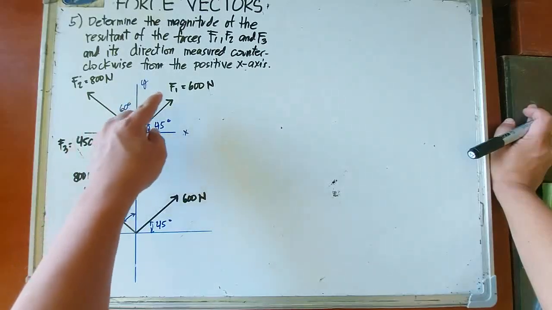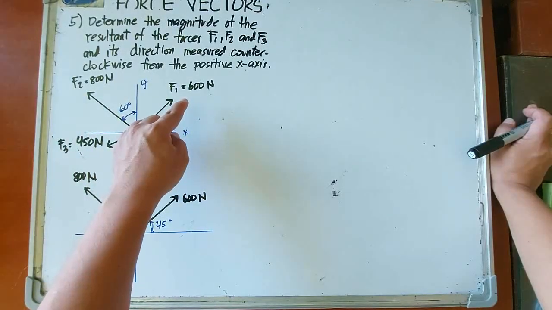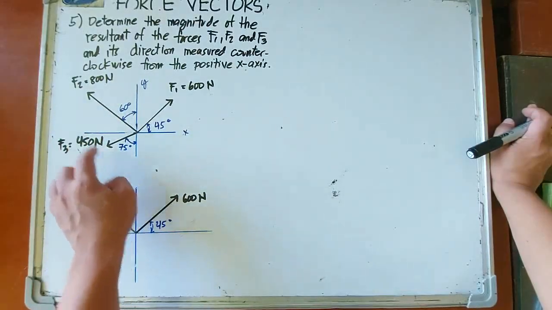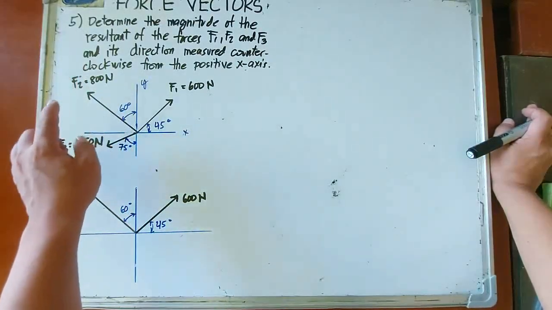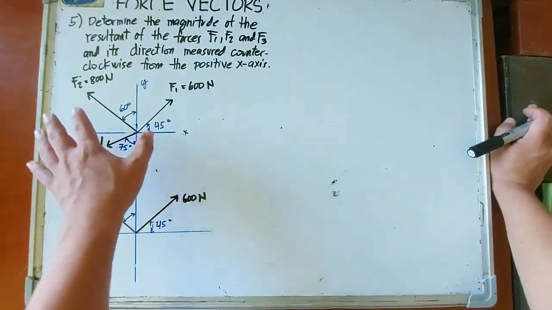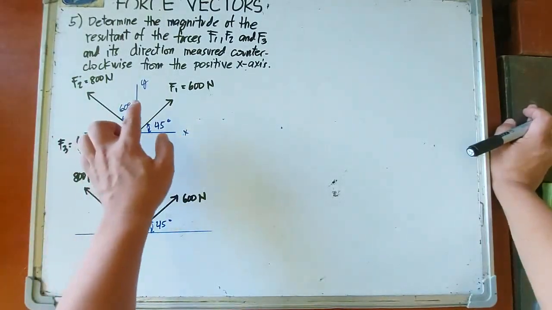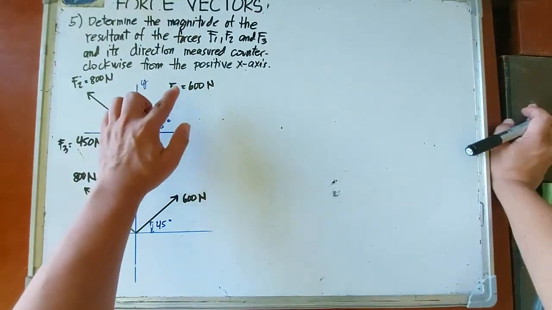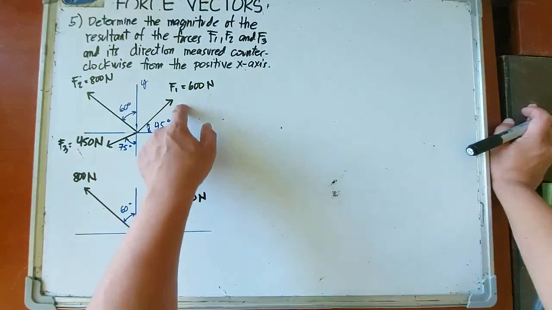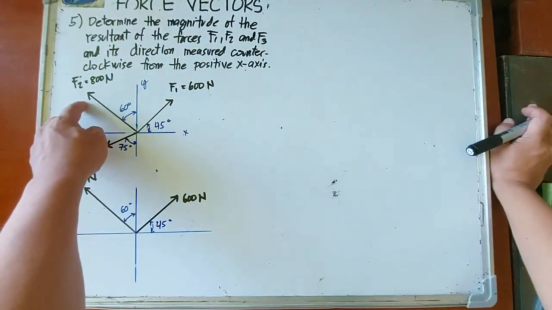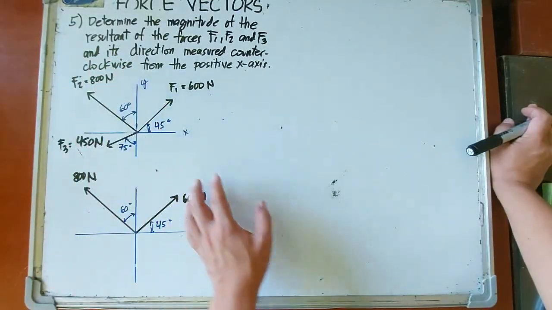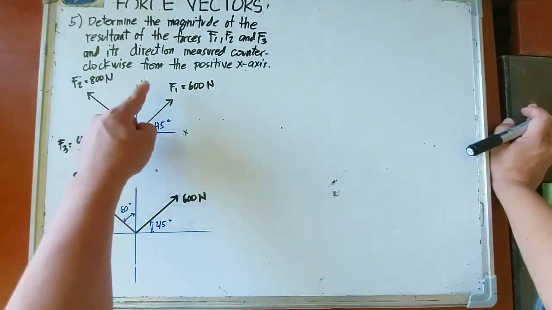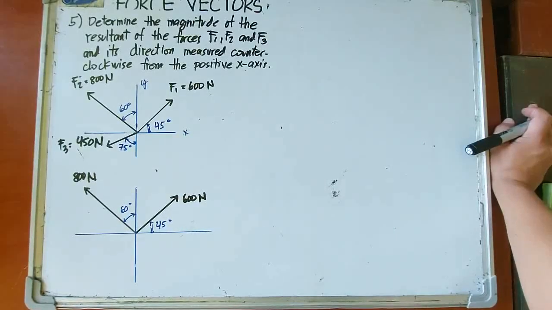So yung resultant ng F1, kukunin natin yung resultant ng F1 and F2 muna, or you may also start with F3 and F2, or F1 and F3, okay lang naman yun. But ang procedure na ang gagawin natin is kunin natin yung resultant ng F1 and F2, and then yung resultant nilang dalawa i-resolve ay kukunin ulit natin yung resultant ng F3 at saka yung resultant ng F1 and F2.